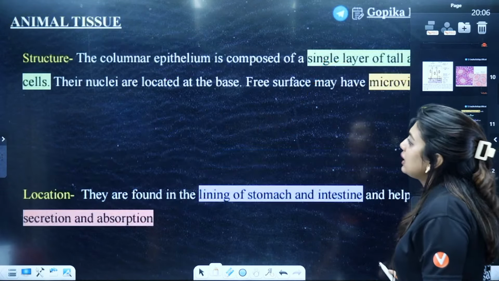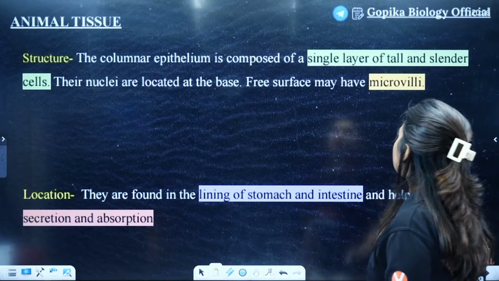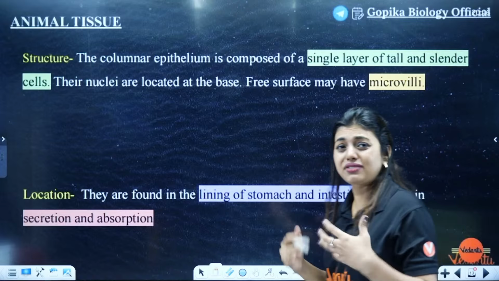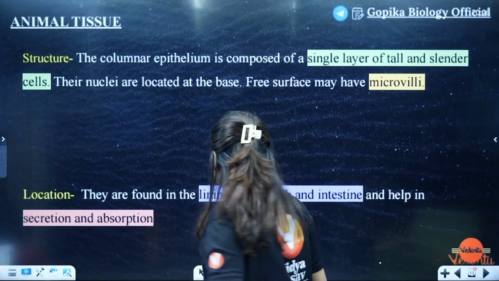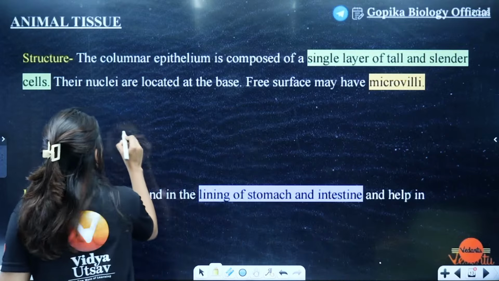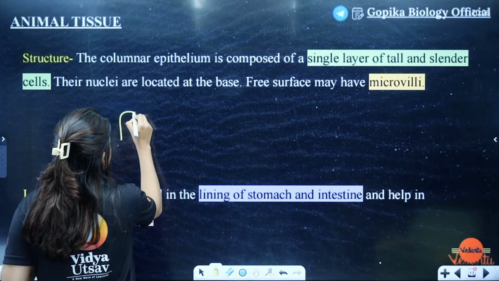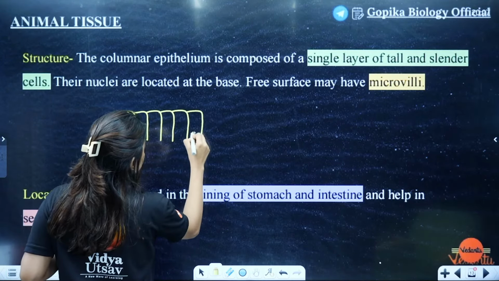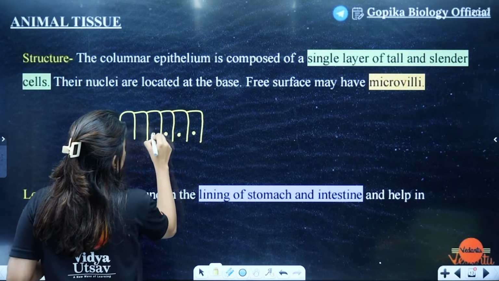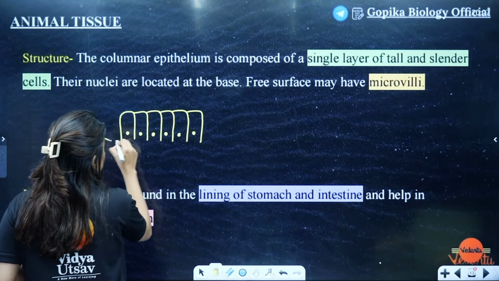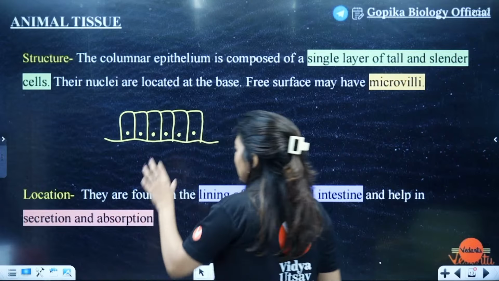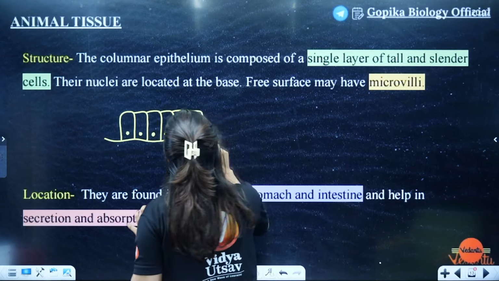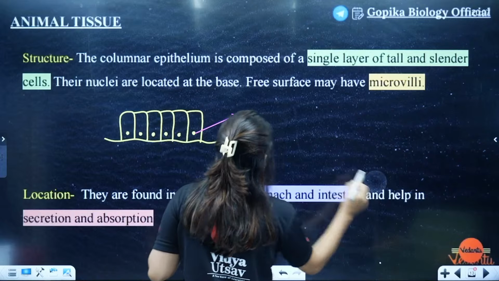Now, moving forward, the columnar epithelium is composed of a single layer of tall and slender cells. Their nuclei are located at the base. Very specifically, they have told that the nuclei are located at the base, so that is something we have to remember. So, students, here the cells are going to be long and slender like this, and their nuclei are going to be at the base. We have drawn one basement membrane. If columnar cells stress about the nuclei being somewhere, that is your sign to learn that.